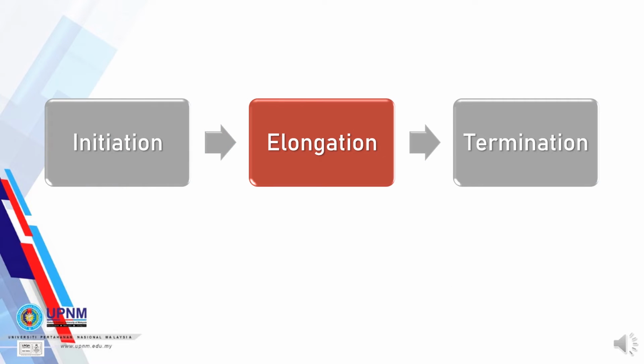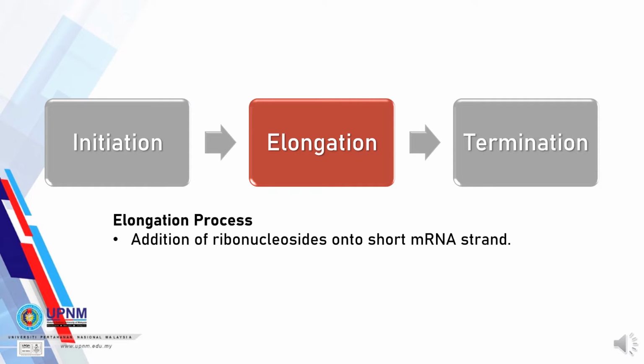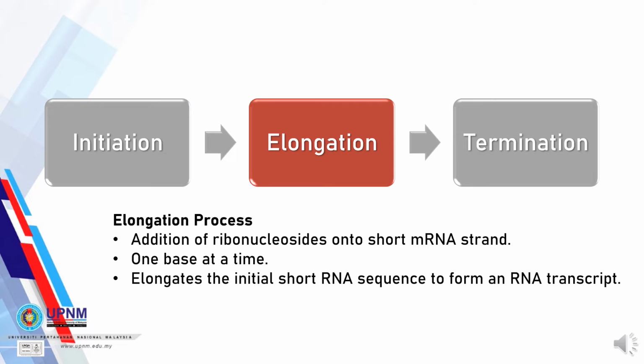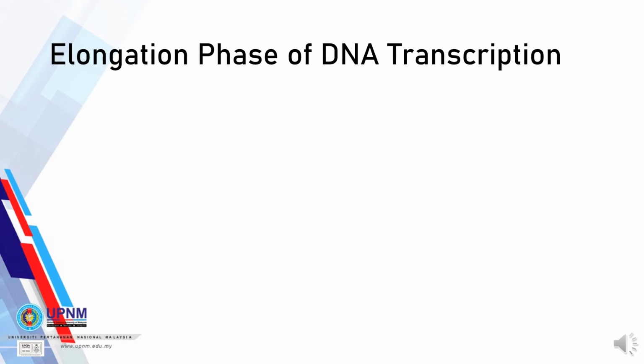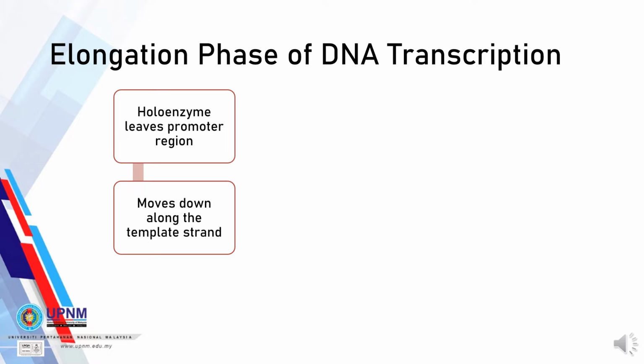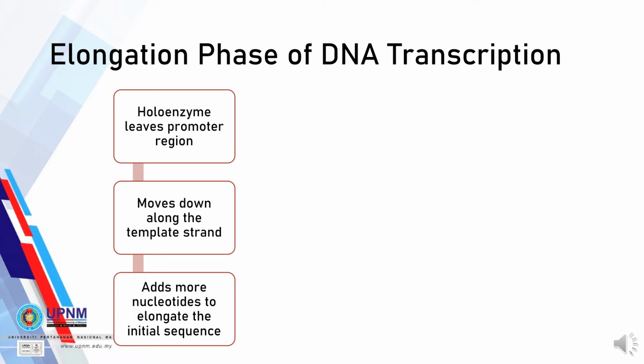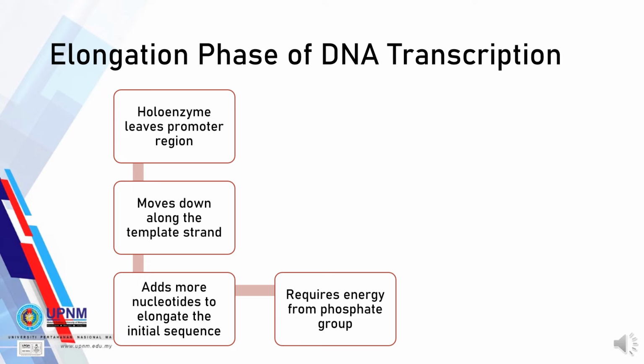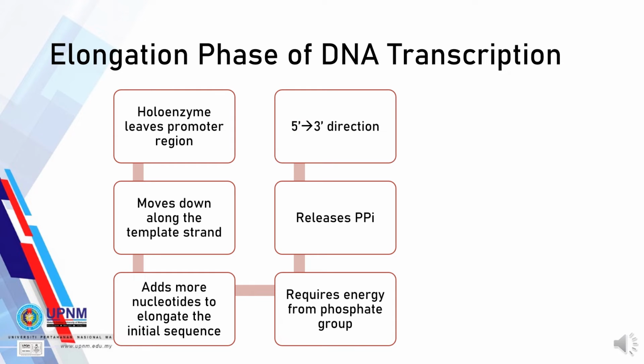The elongation phase will take place right after the short DNA-RNA hybrid helix synthesis. In this phase, ribonucleosides will be added onto the short RNA strand, one base at a time. This sequential process will elongate the initial short RNA sequence to form a strand of RNA transcript. As the holoenzyme leaves promoter region, it moves downstream along the template strand and adds more ribonucleosides to elongate the initial sequence. Addition of ribonucleosides requires energy from the phosphate group and follows the Watson-Crick base pairing rule. The elongation process of RNA transcript occurs in a 5' to 3' direction.